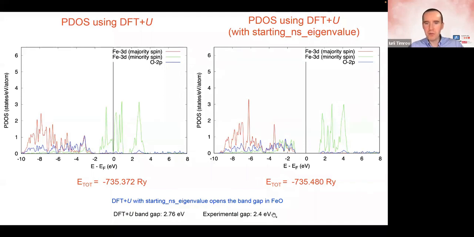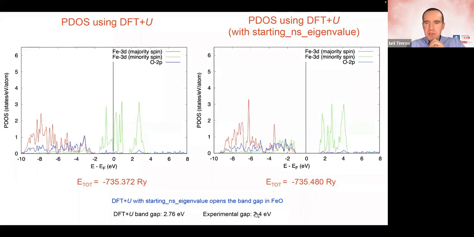Experimental one is 2.4. So you see we overestimate. It's not perfect. It's not too bad, I would say. DFT gives you, I think, a much worse band gap. I don't remember what is the value, but with DFT+U, we improve a lot with respect to DFT, but still we are not very accurate. So in cobalt oxide, it was great. Now it's less great. That's how it works.